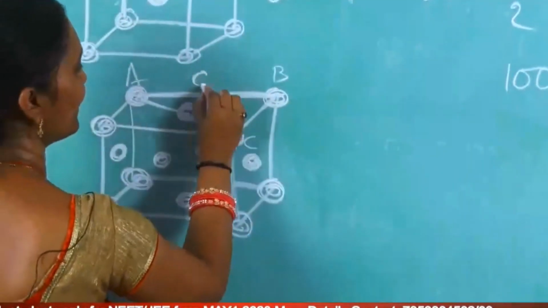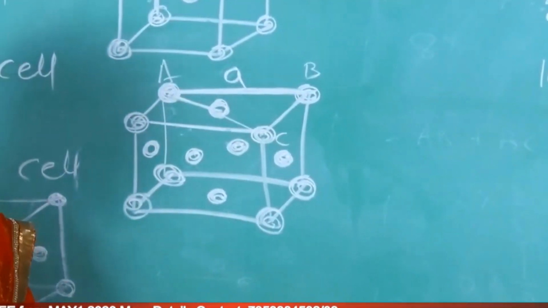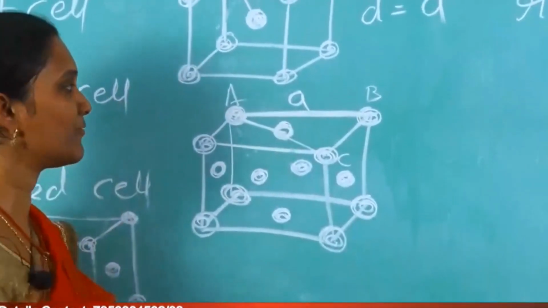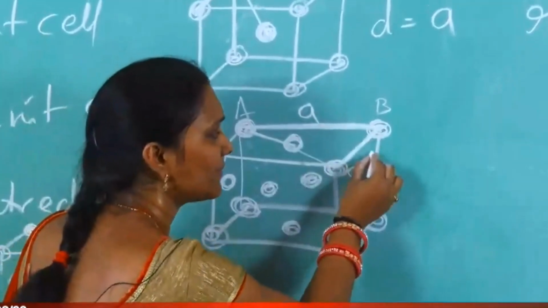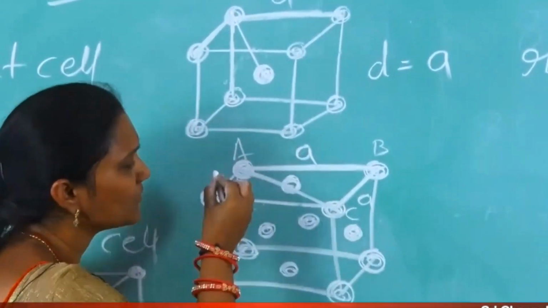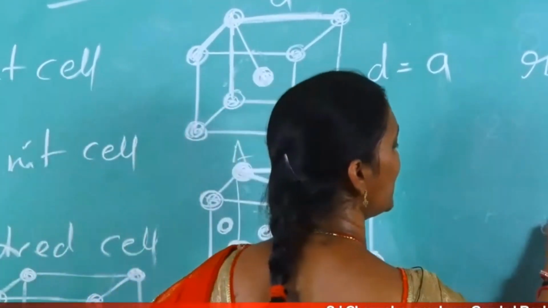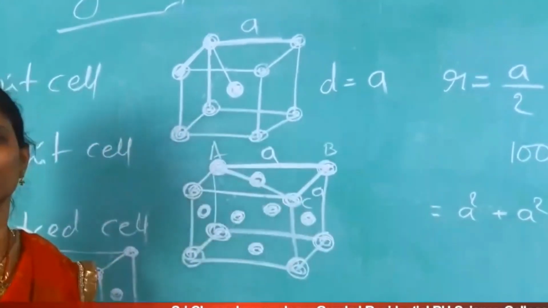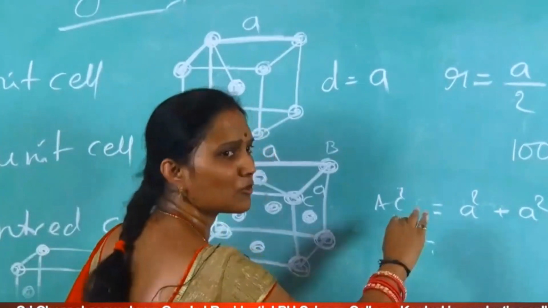Now this edge length is A. Try to understand this one. I am giving face center first, before that body center. In face center, this is edge length A. This is also A. Yes or no? Then what is this length? What will we get? This is A square, this is A square. Then this, they are asking, is AC square. AC is equal to the root of this.